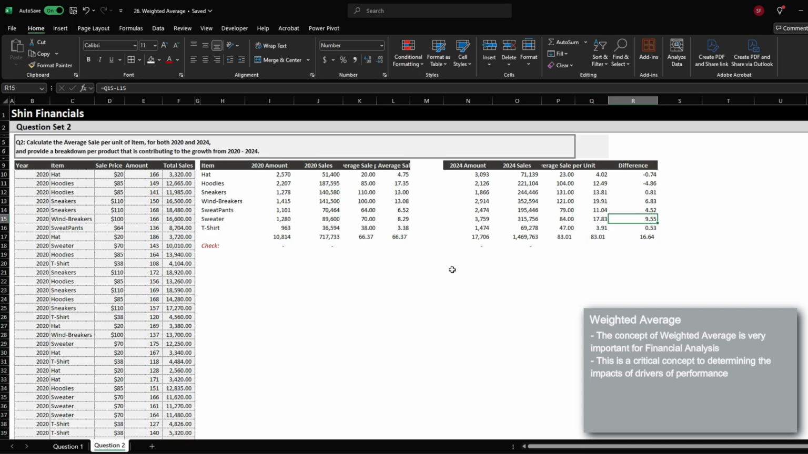I highly recommend that you try these problems yourself. They will be available on my website, and this will be a very useful exercise for you to get familiar with the concept of weighted average capital.